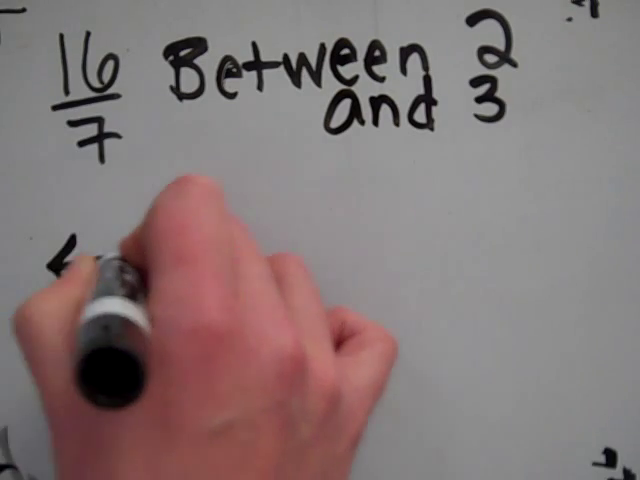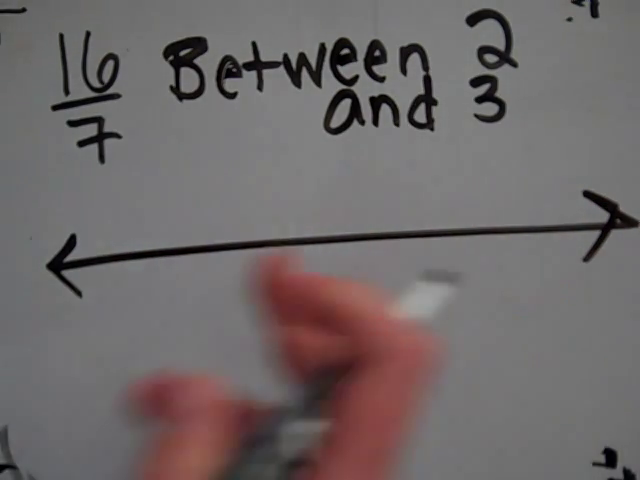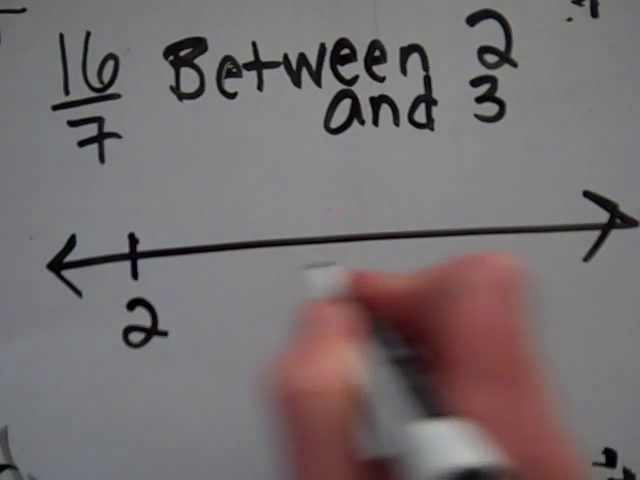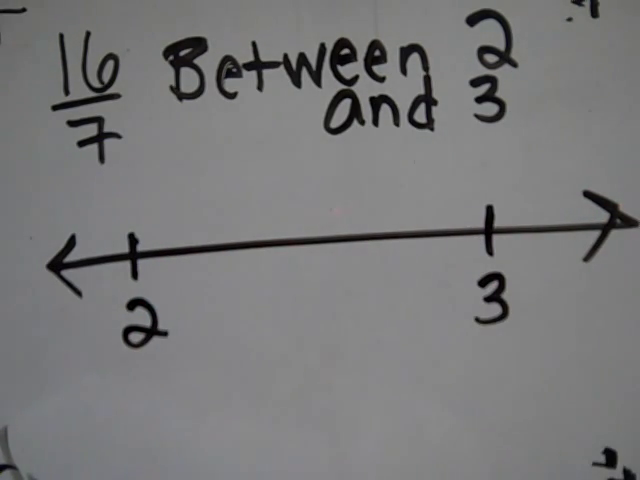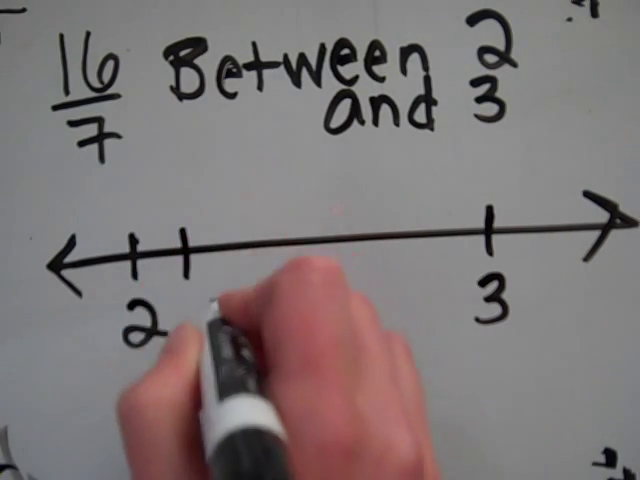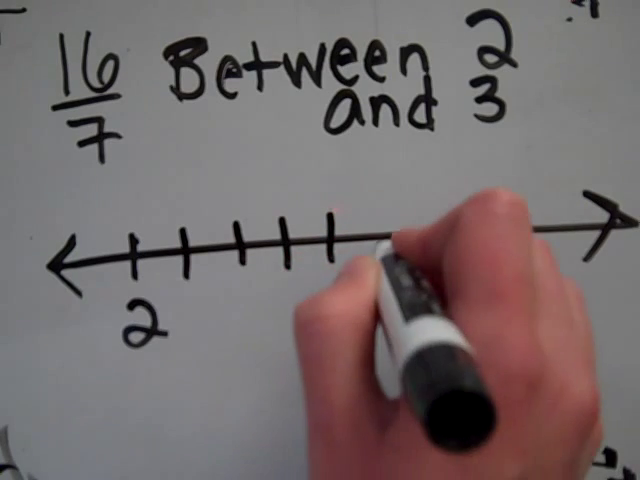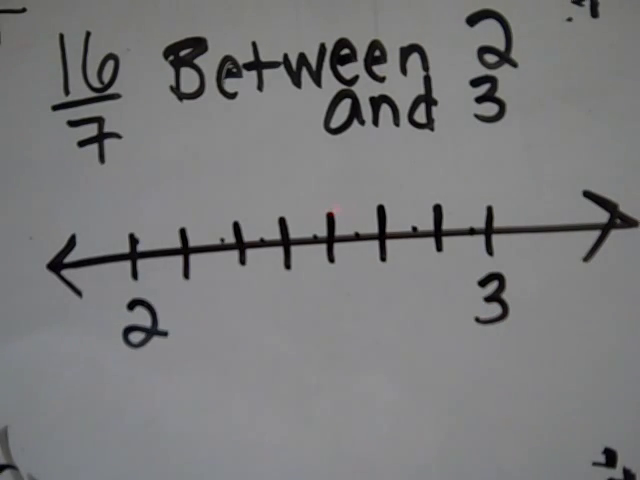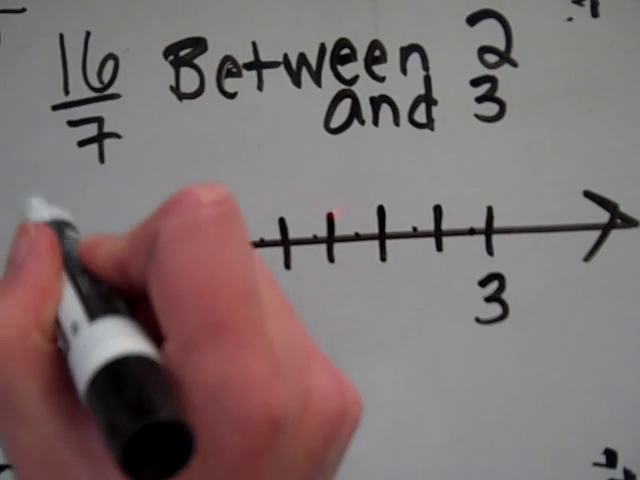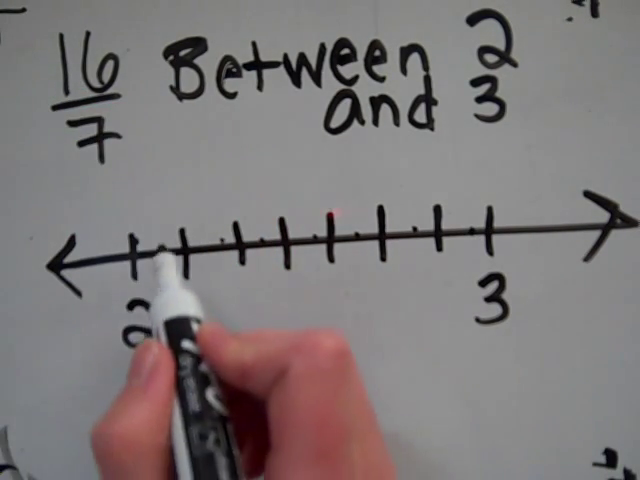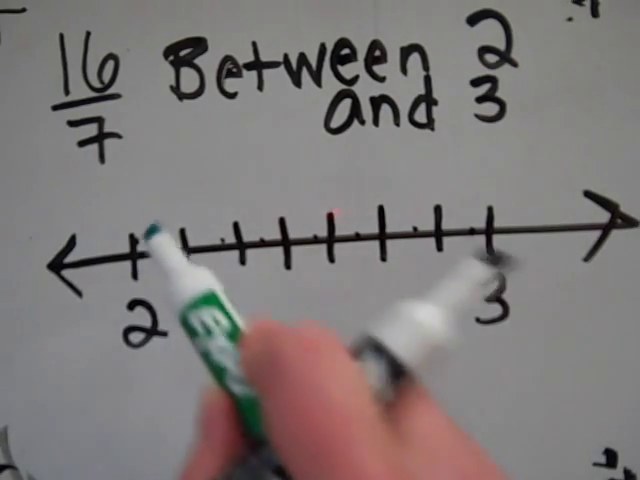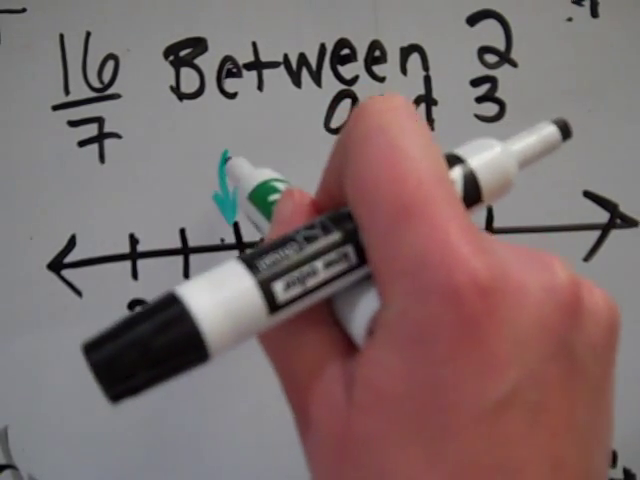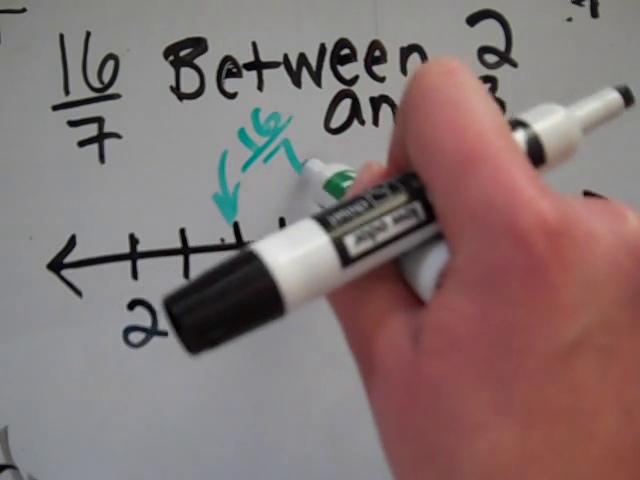If I draw my number line, I'm going to have to imagine the number line is stretched out. If we have 2 here and 3 here, I want 7 spaces between, since we're working with sevens. So that should be 7. 1, 2, 3, 4, 5, 6, 7. Now I know that 7 goes into 16 twice, and that gives us 14. So we have 2 left over, so I count to 2/7, and this is where that goes on the number line, 16/7.